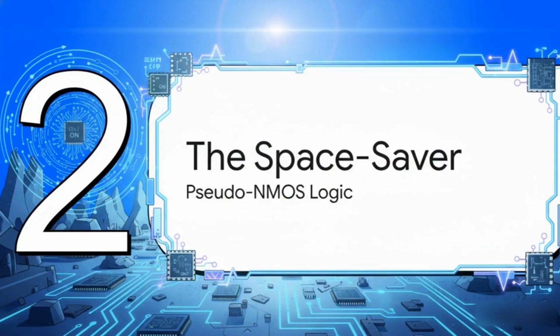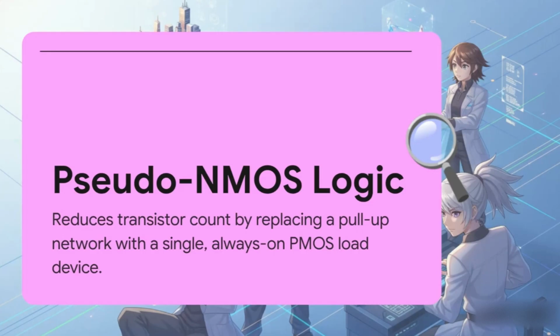All right, let's get into our first tool. This one is all about one thing: saving space. When every last square micron of silicon is precious, you turn to something called pseudo-NMOS logic. The idea here is actually pretty simple, but kind of radical. See, in normal CMOS, for every bunch of NMOS transistors you have pulling the output down to ground, you need a matching complex network of PMOS transistors to pull it back up to power. Pseudo-NMOS just says, you know what, let's not do that.